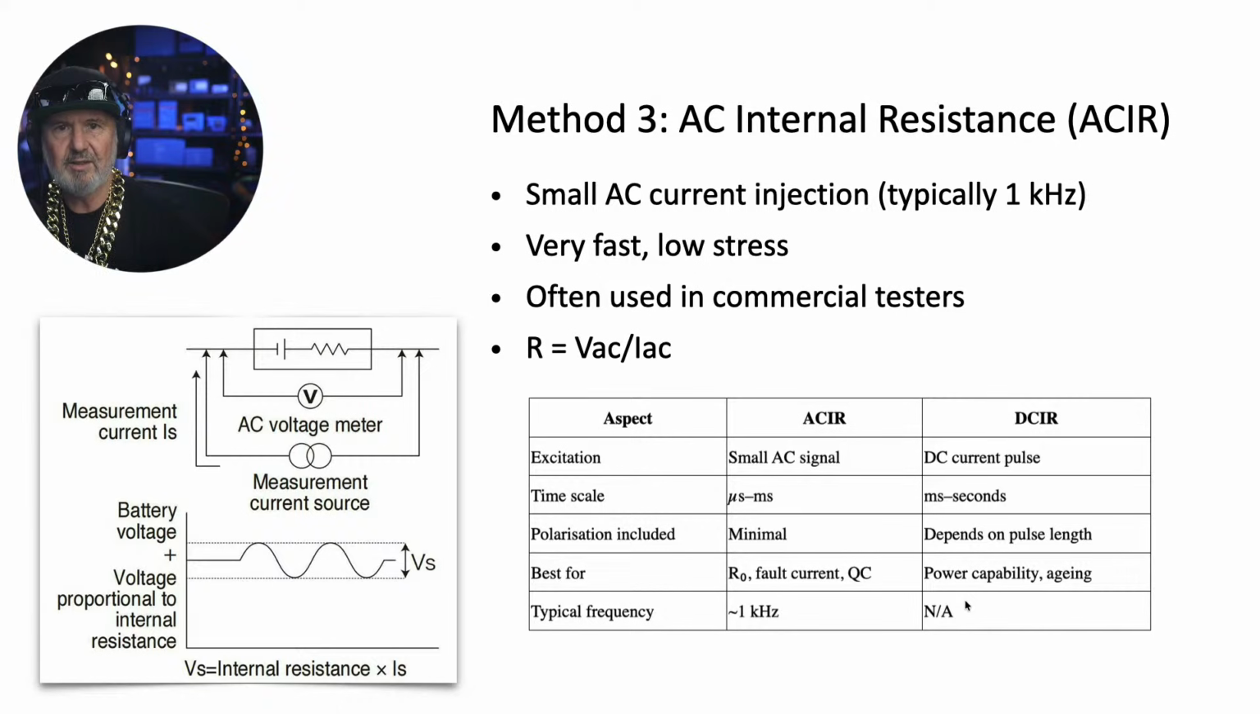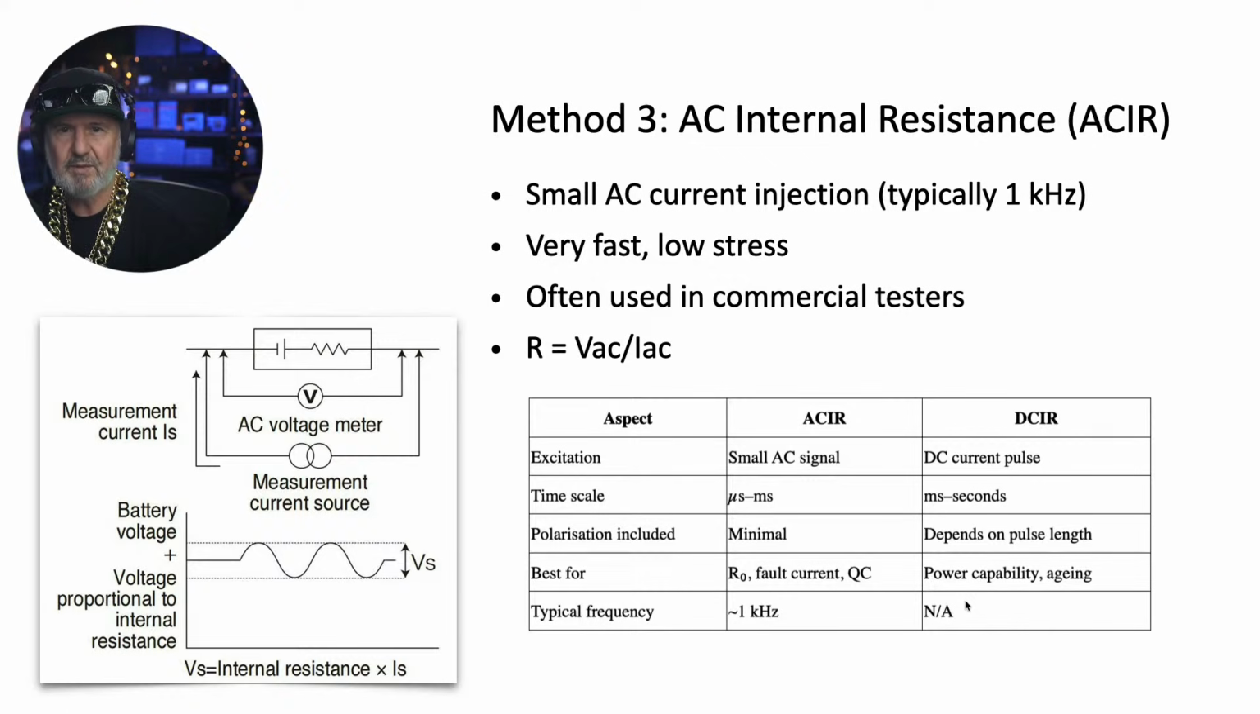So this time it's not a high current. And it's a very fast test and low stress on the cell itself because you're not passing high current through it. So it really is just the resistance equals the AC voltage divided by the AC current. Pretty simple. So what are the pros and cons or the differences when it comes to the fourth line down?